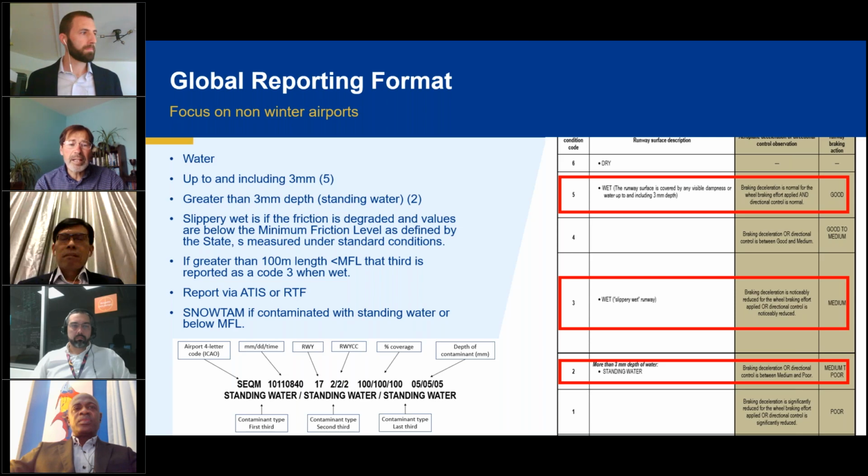This is taken from some of the ACI training material. I won't go through all the coding. You can see it on the screen, but the 3 codes are there, 222, because in this example, there's 100% of 5 millimeters, which makes it standing water all over the runway.